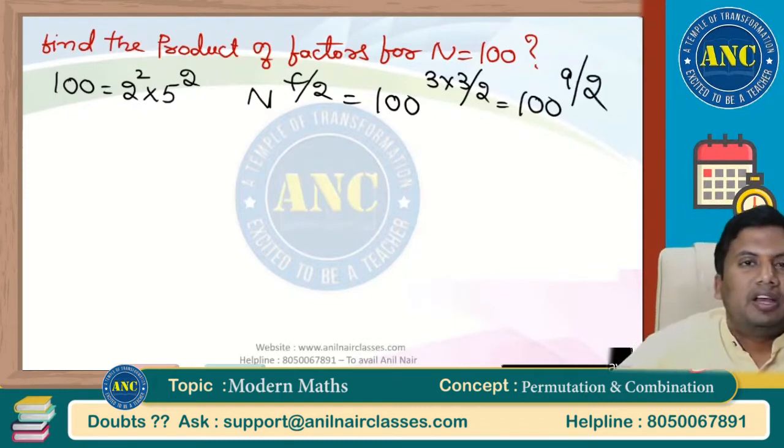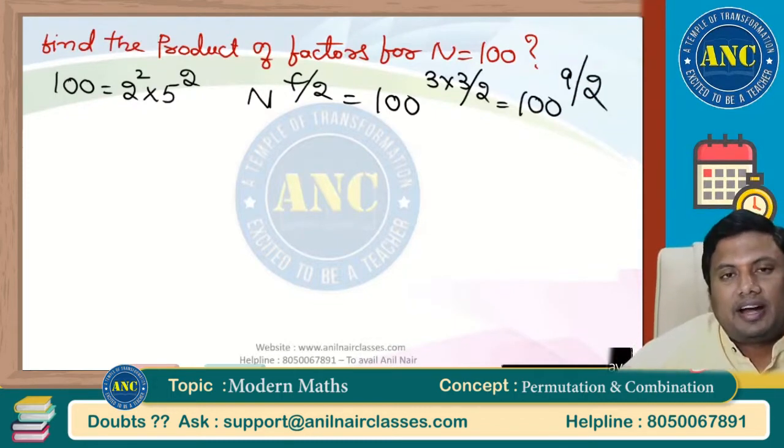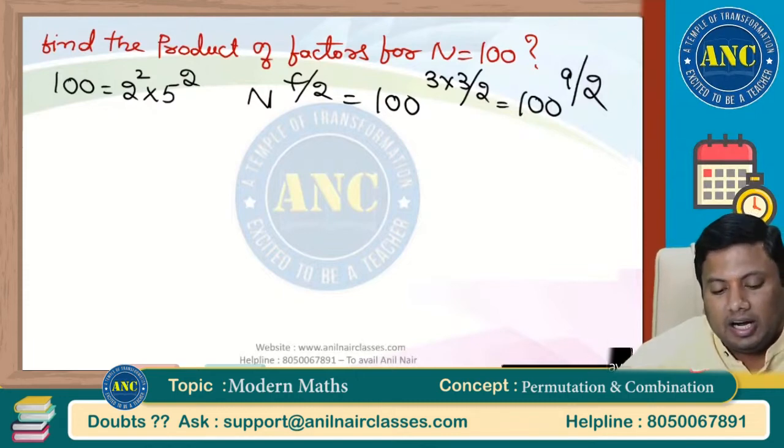Why is it coming in fraction? Because there is a factor 10. 10 can be written as 100 power 1 by 2.